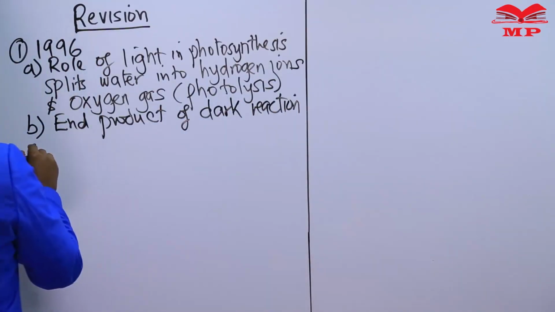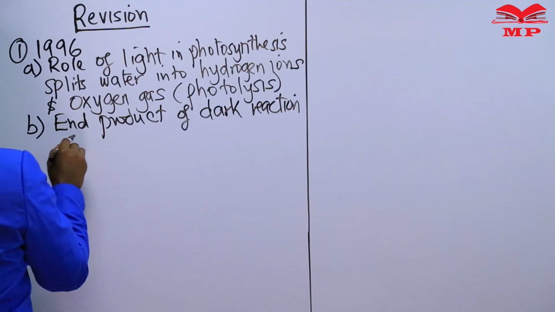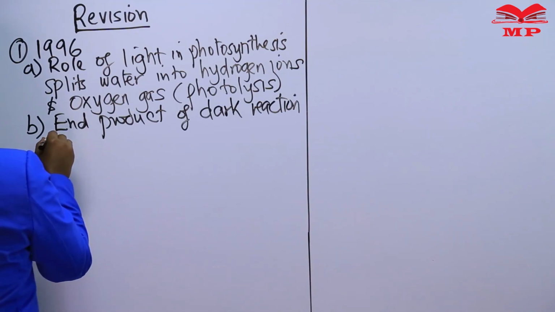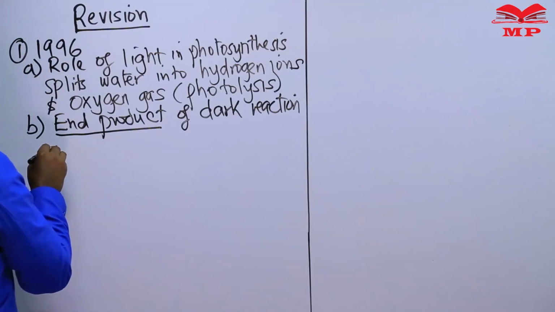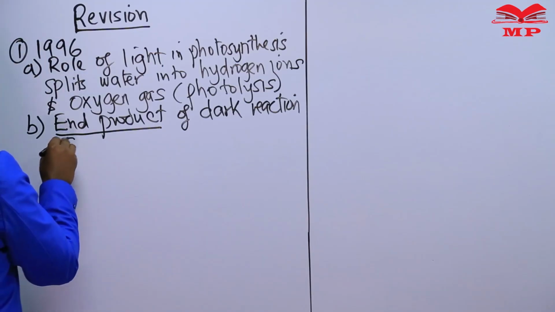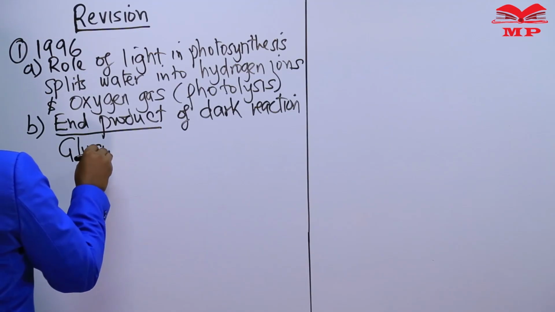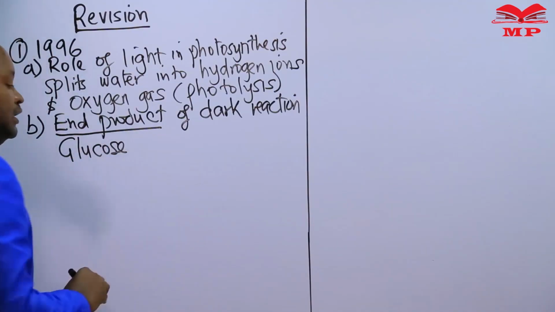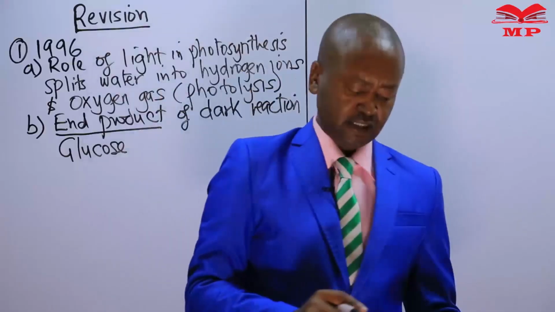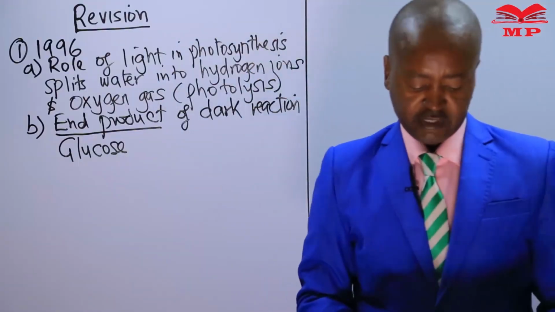And here the learner was just supposed to mention, because the key point here is end product. And the end product of photosynthesis is normally glucose. So if the learner gave glucose, that's just a one-word answer, then the learner scored that one.